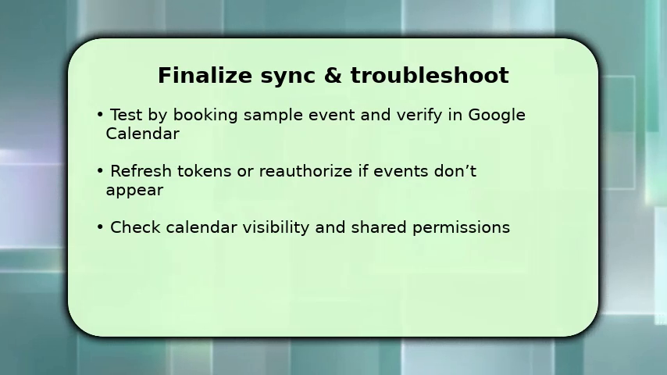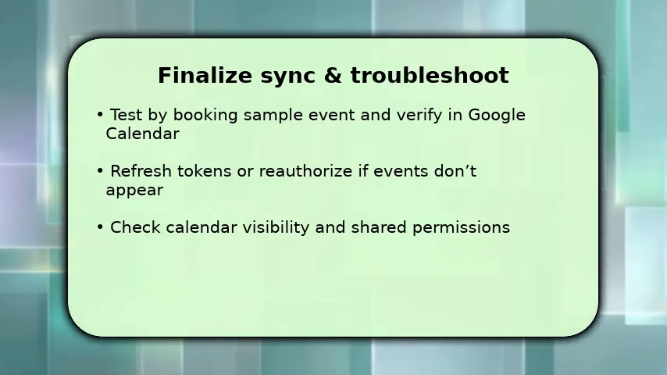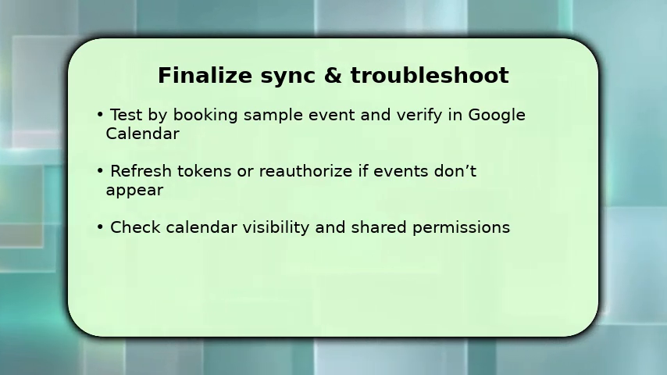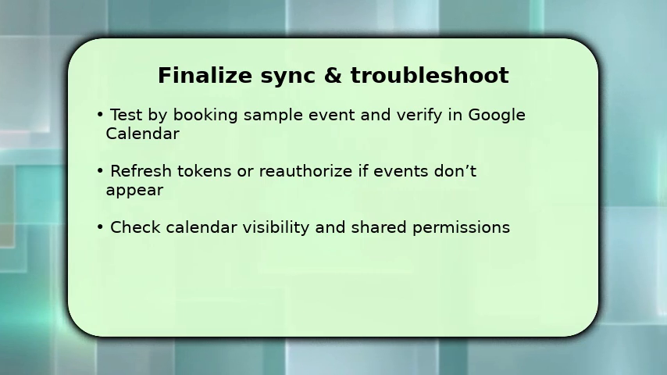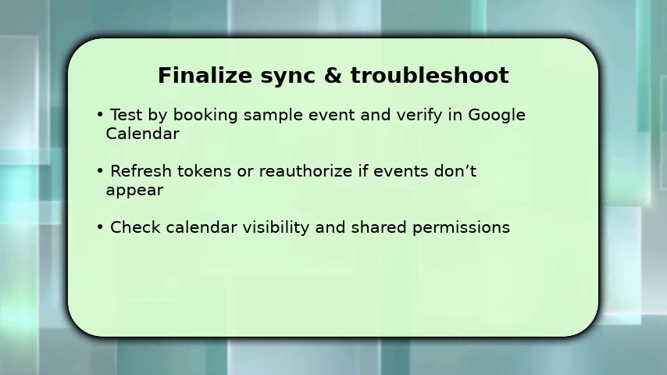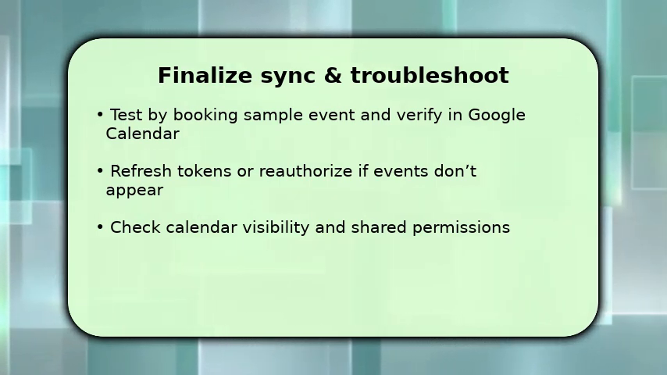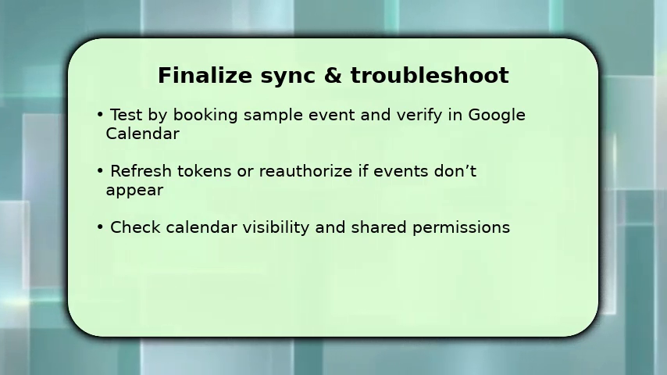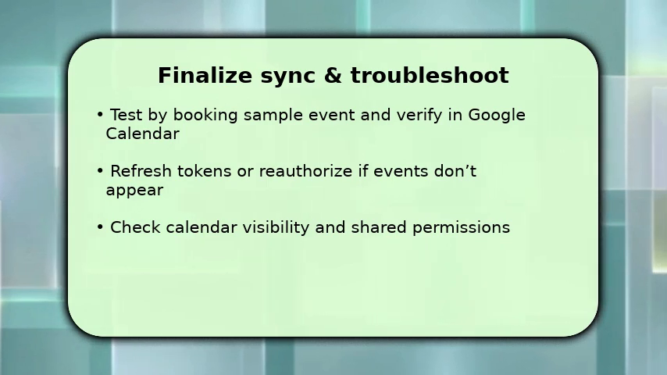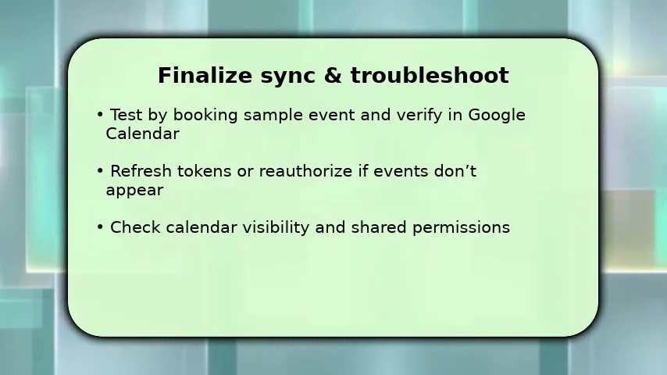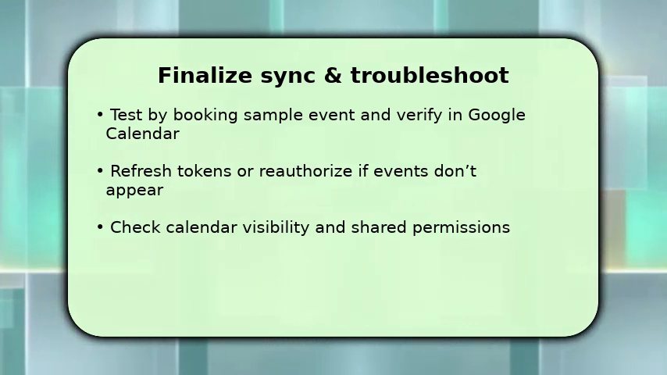You finish by testing. Create a sample booking and confirm it appears on your Google Calendar at the right time and with correct details. Once done, make sure your time zone and working hours match between platforms. If a test booking doesn't show, reauthorize Calendly's Google Access and refresh the integration. That resolves most sync token issues. Also check that the target calendar is visible and shared appropriately. If problems persist, remove and re-add the integration to force a full resync.